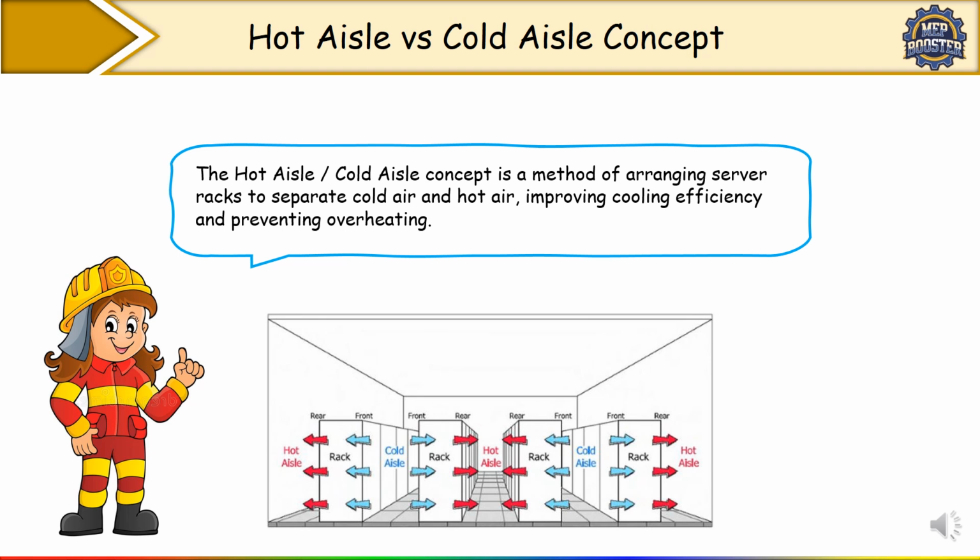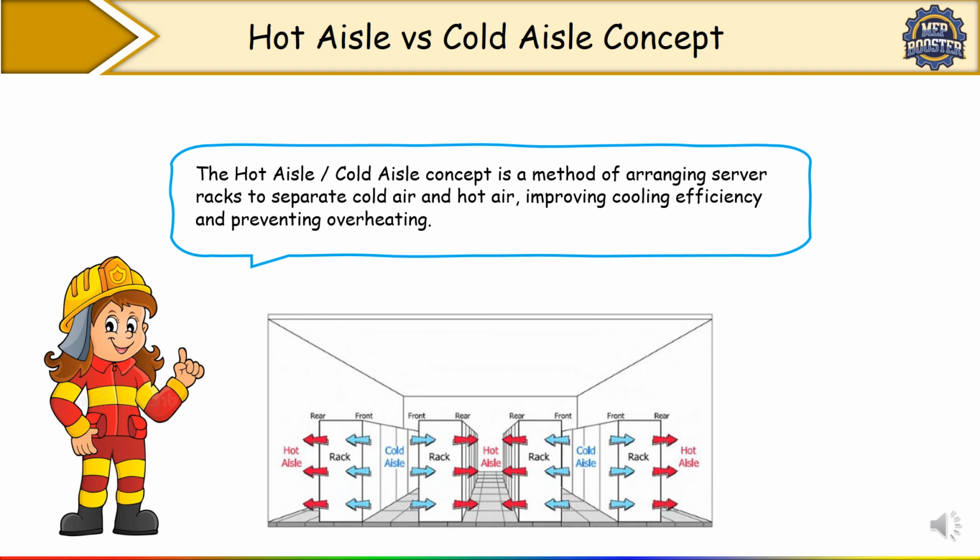So what is the concept? Try to understand. All of you know that servers take in cold air from the front and release hot air from the back. You can see in the image also. So racks are arranged in rows like this, front side facing each other, which is called a cold aisle, and back side facing each other, which is called a hot aisle. So this creates a separate path for cold and hot air. Okay. Is it clear?